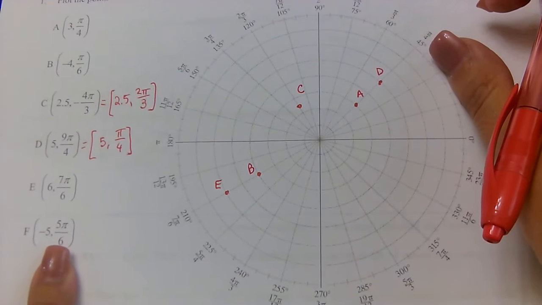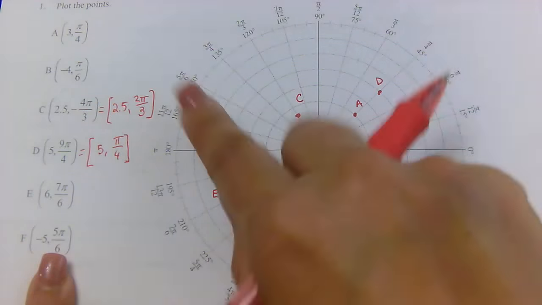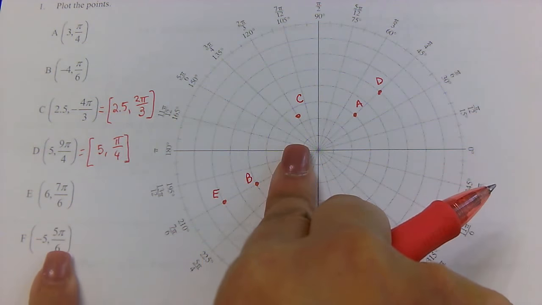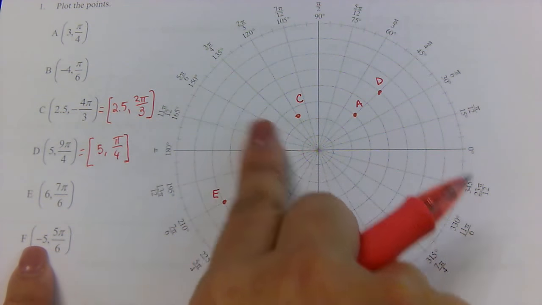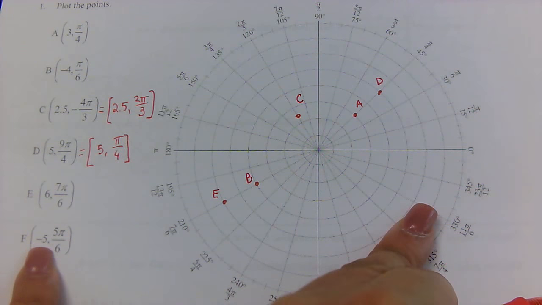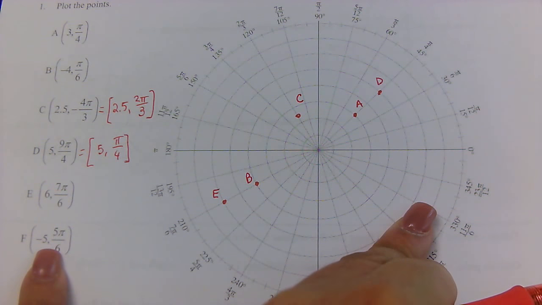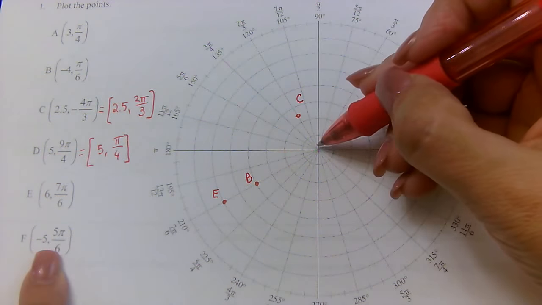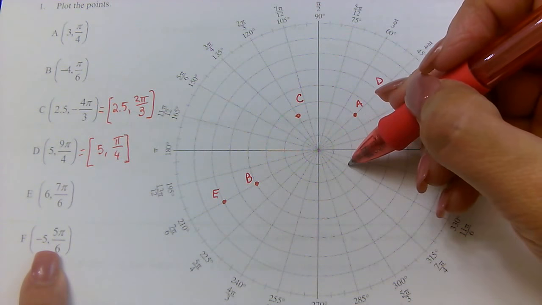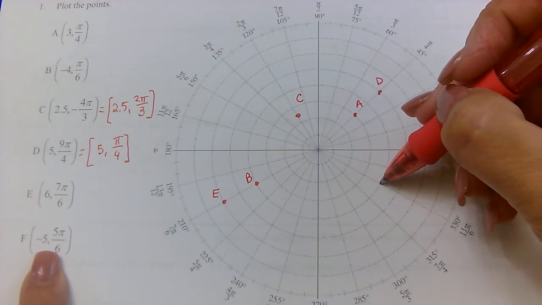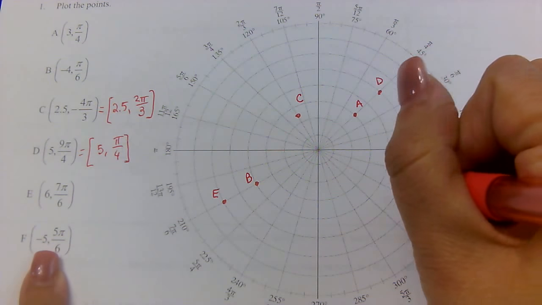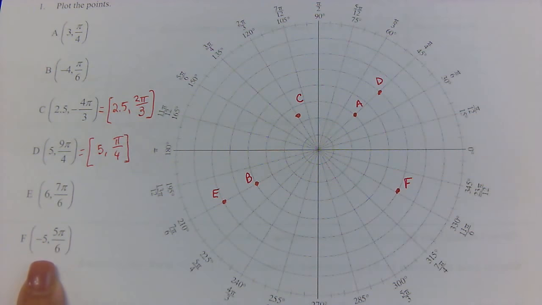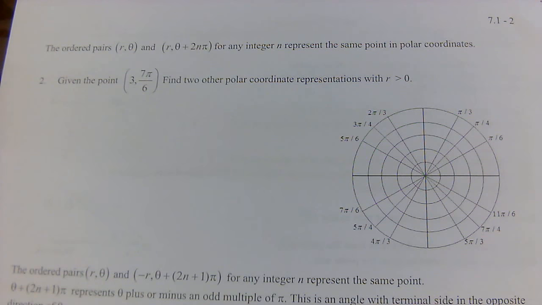F is saying 5 pi over 6, which is right here. And then because R is negative, we're not going towards that direction. We're actually going in the opposite direction. And we'll be going back 5. So let's go. 1, 2, 3, 4, 5. This will be my point F. Now we're done. Problem 2.